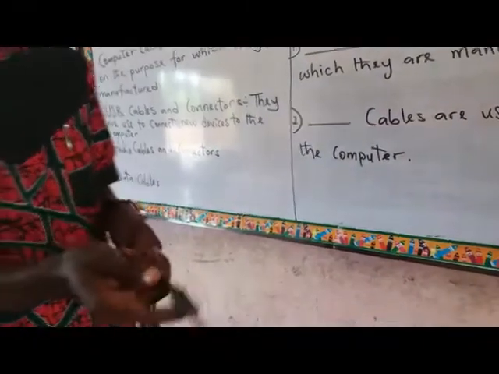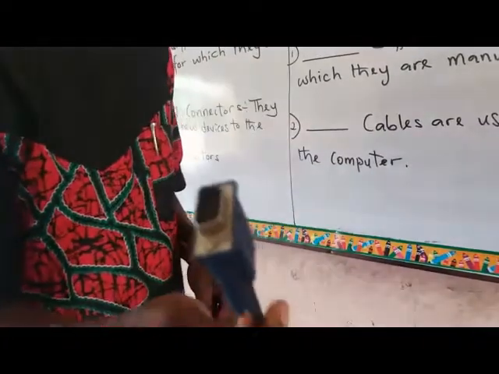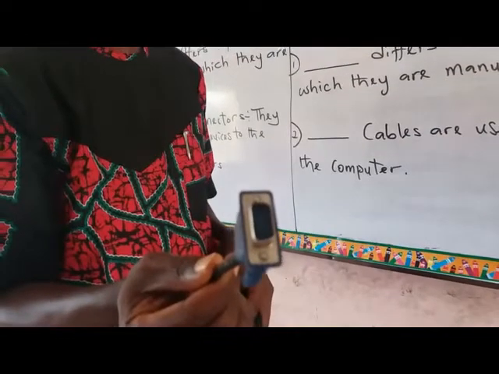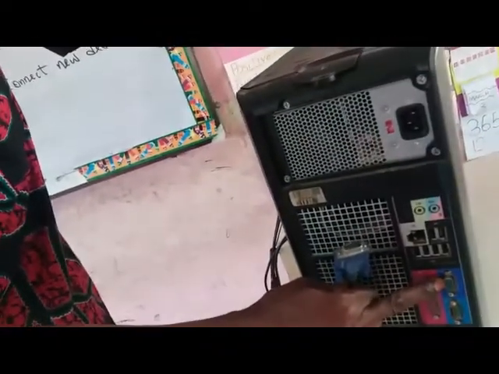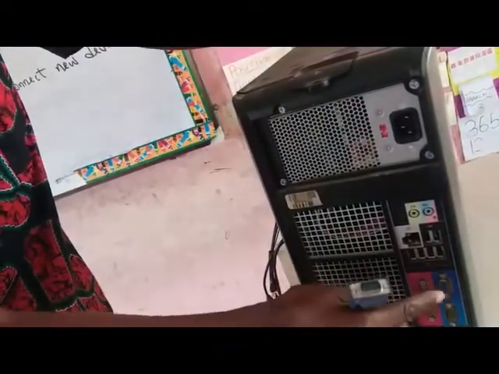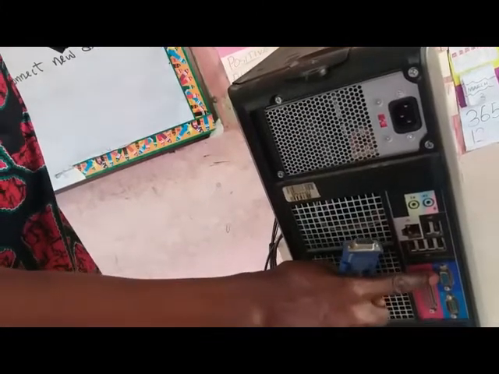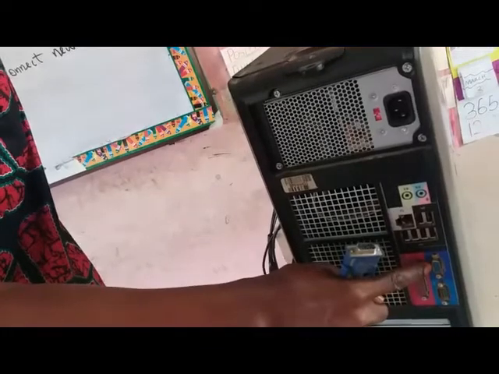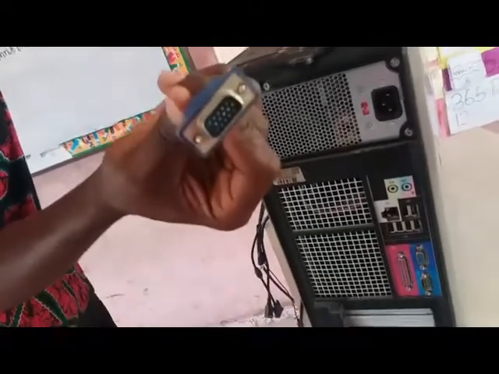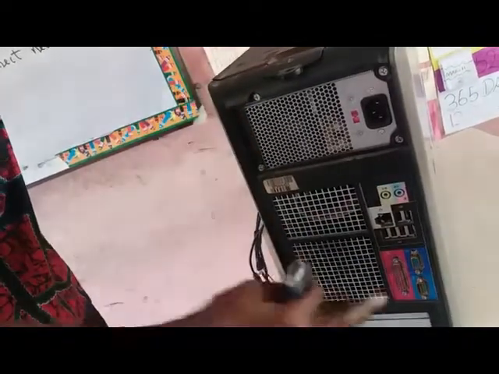You can see this is the head of the plug, the head of the cable. Where it is connected, if you look at the back of the system unit, you can see it is in blue color. This is the connector of the computer VGA. You can call it a video cable, a video graphics array cable, or a VGA cable. Look at the mouth of the cable, then you can see the port.